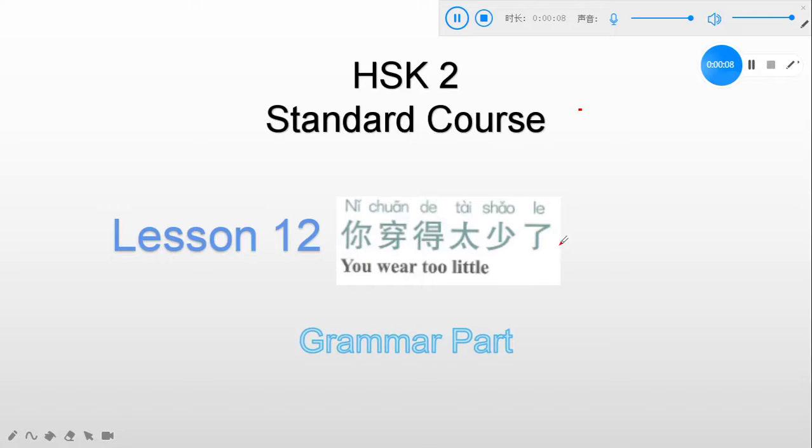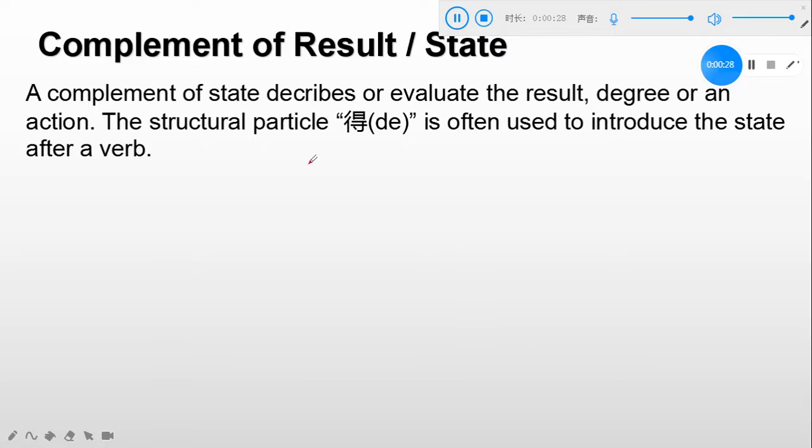你穿的太少了 You wear too little. And today's class is the third class of Lesson 12, and it is also the last class of this lesson. In today's class, we will focus on the grammar part. And today, it contains two parts. Alright, now let's get started with part 1.